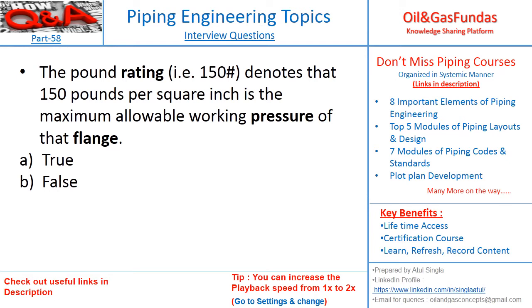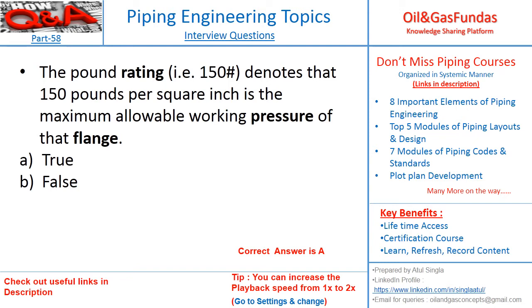The pound rating 150 denotes that 150 pounds per square inch is the maximum allowable working pressure of that flange. Is it a true statement or false? So this is a true statement.